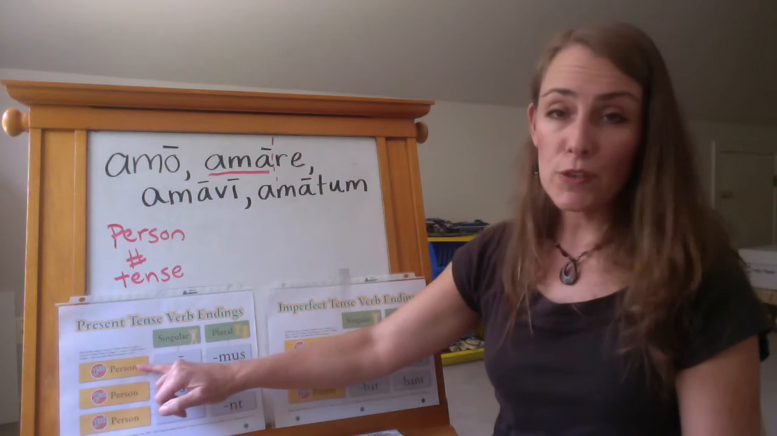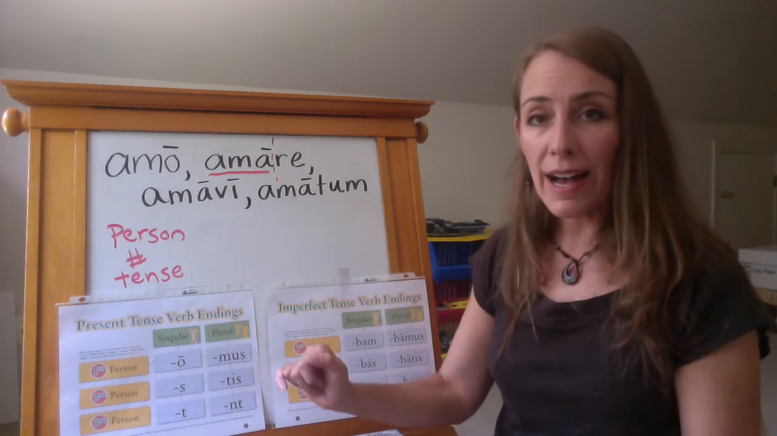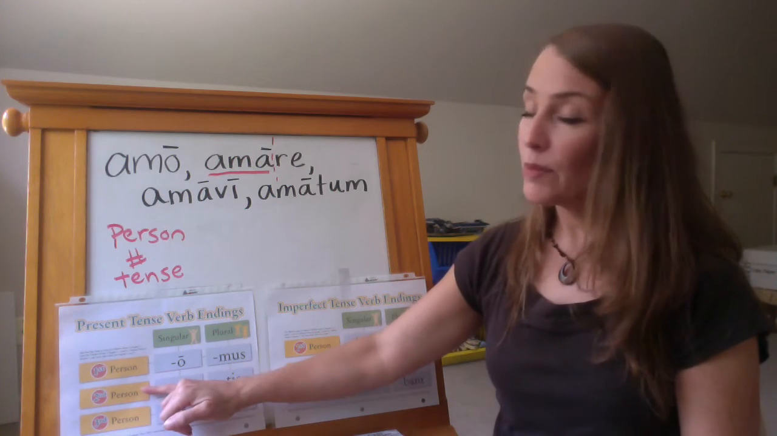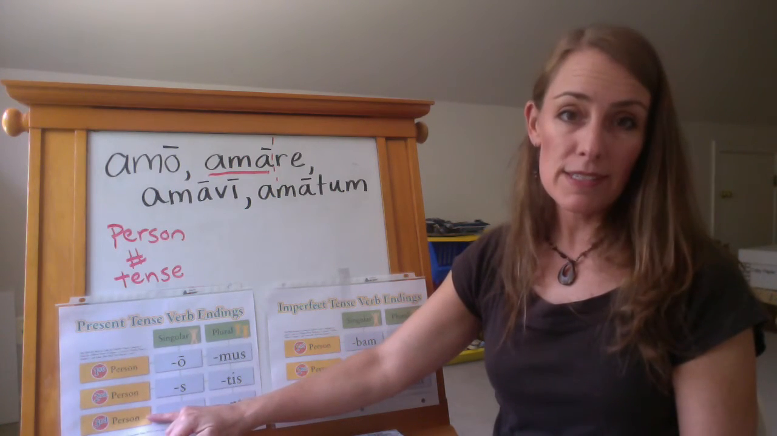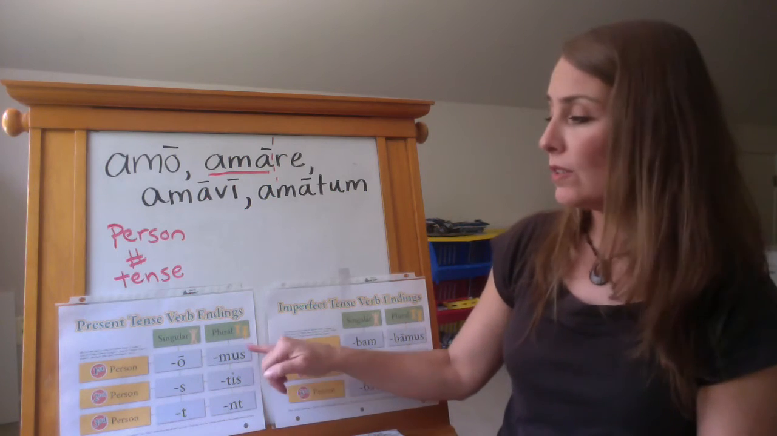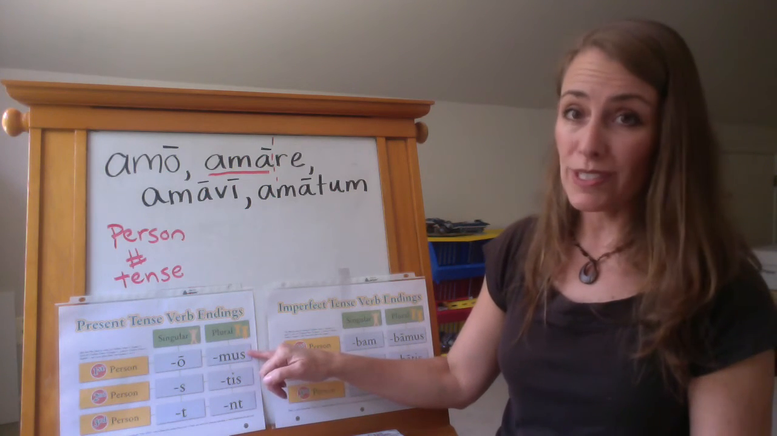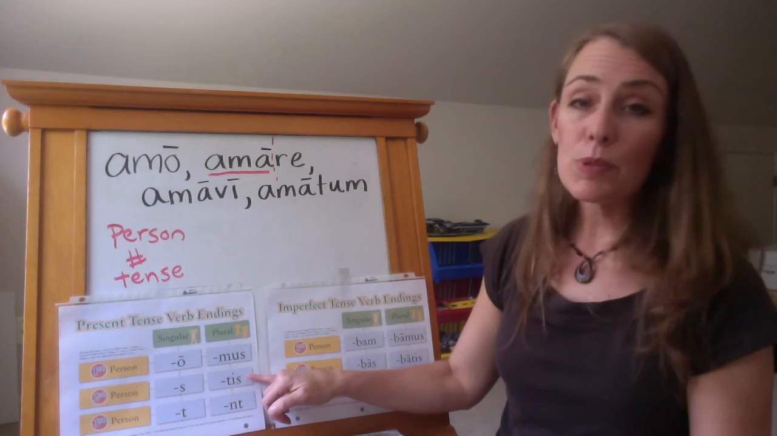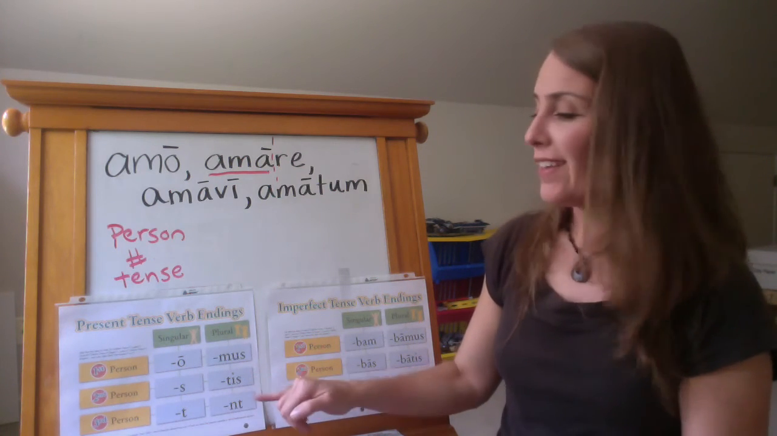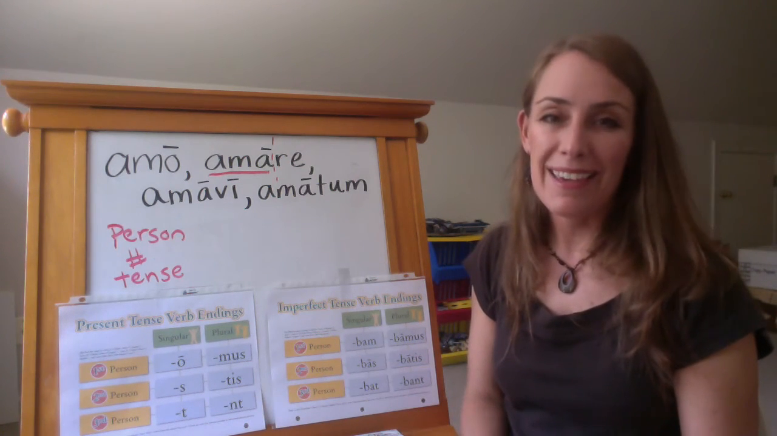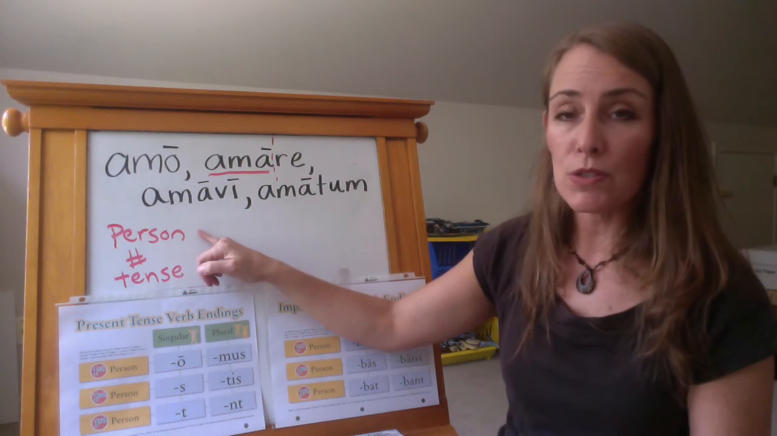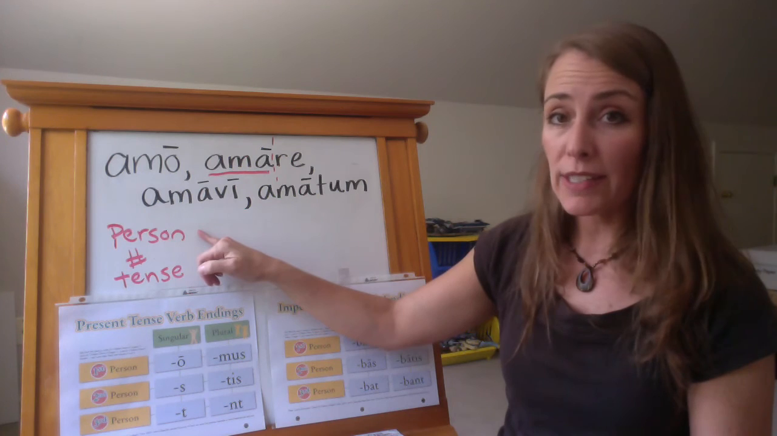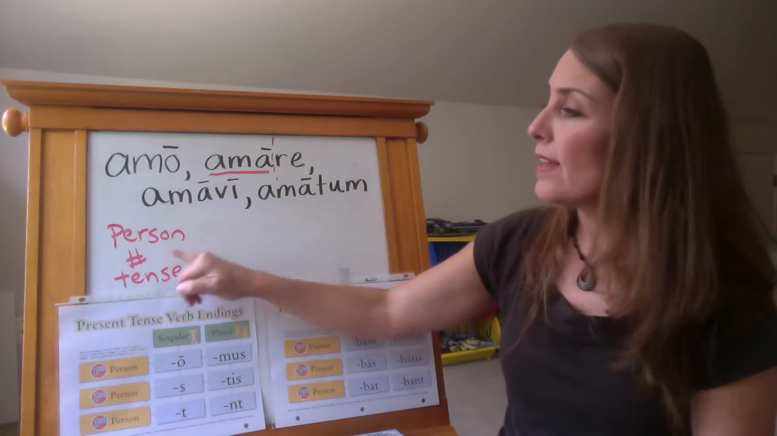If we're speaking of first person, we would say I in the singular. Second person would be you. Third person would be he, she, or it. If we're speaking of the plural, first person plural is we. Second person plural would be y'all. Third person plural would be they. Okay, so those are our 3 possible persons that can be used as the subject of a verb.